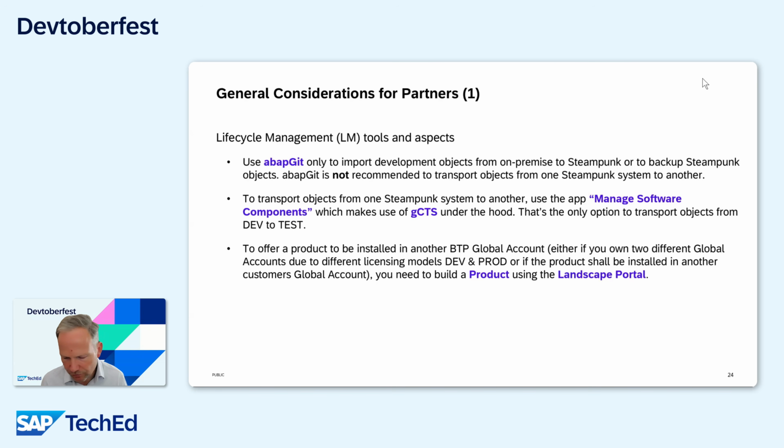So if you want to offer the product, for example, to another BTP global account, maybe if you want to distinguish your development from your productive use for your customers, or if you want to offer it as an installable product later on, you need to build a product, and you need to build a product with the help of the Landscape Portal. Again, the Landscape Portal is a toolset which we are providing as part of Steampunk, so there's no additional license required. It's part of the Steampunk entitlement.